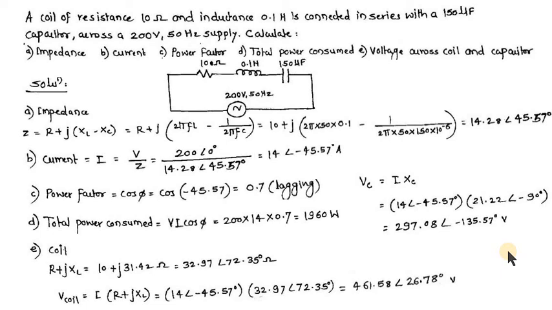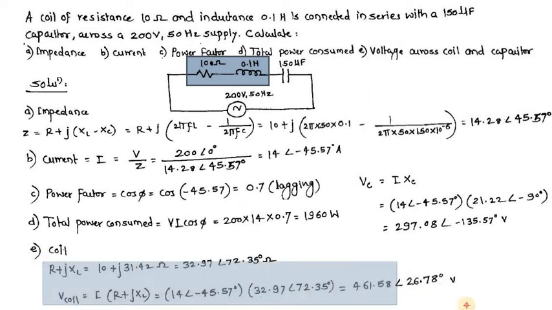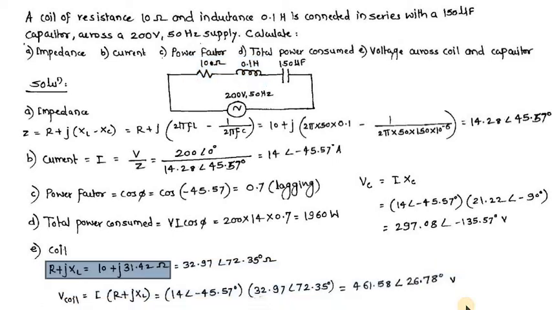So I hope this numerical was understood. The only important thing to be taken care of here is that you may commit a mistake while calculating voltage across coil. Somebody may think that voltage across coil is as good as finding voltage across this inductor, but that is wrong. Voltage across coil is actually the voltage across these two components, because these two components represent only one thing, and that is the coil. So the solution over here is correct. Please take care and don't commit the mistake.